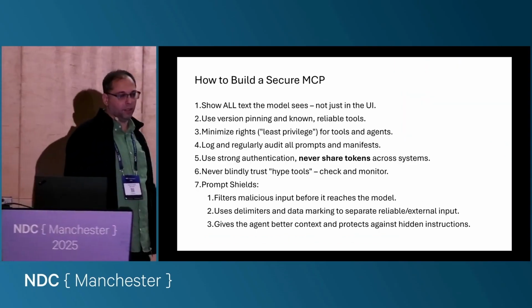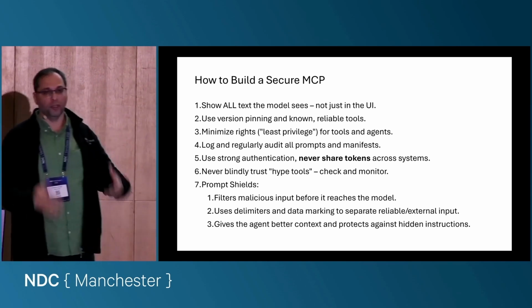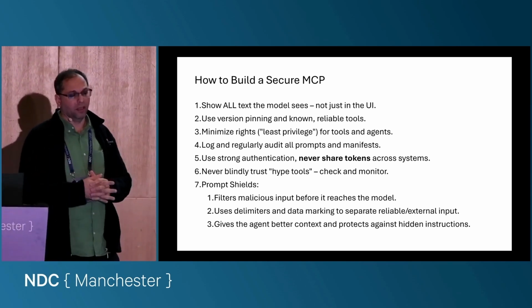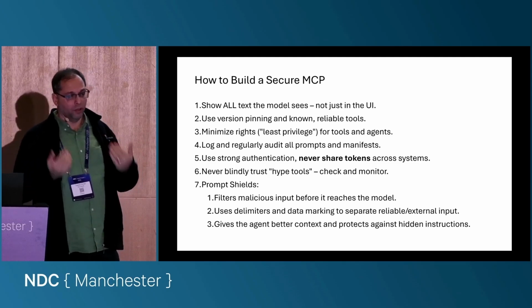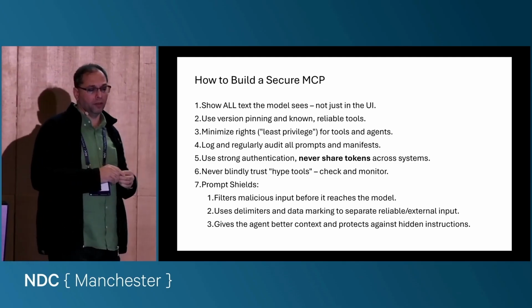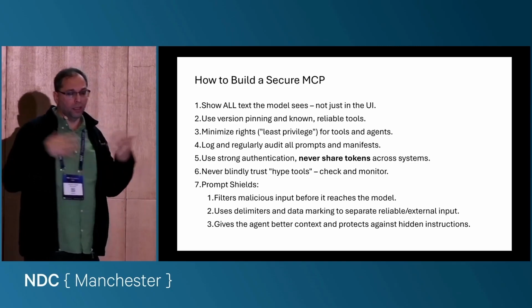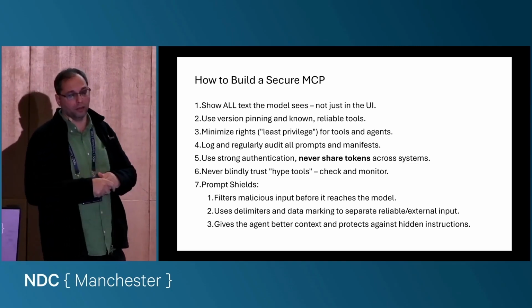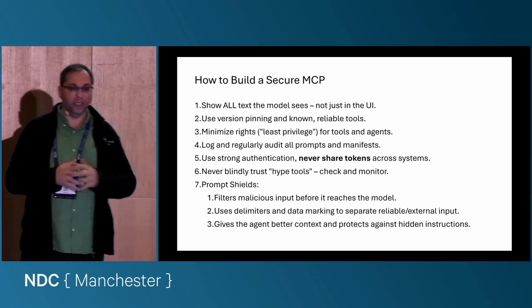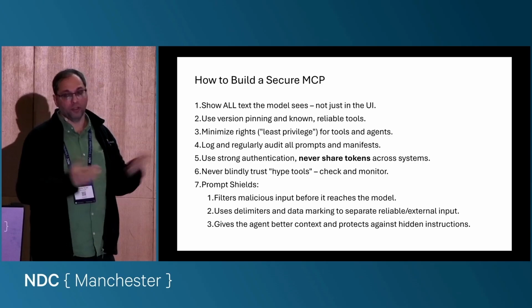So how to build a secure MCP server? Show all text to the model, not just the UI sort of thing. Log everything. Use version pinning. So if you have a version of an MCP server, use the pinning, reliable tools that you're going to be using. Minimize the rights, least privilege. We know this. We're in a security conference. Least privilege for tools and agent. If you don't need the access to it, don't provide the access to it. Log regularly, audit all the prompts and manifest. Strong authentication, never share tokens.